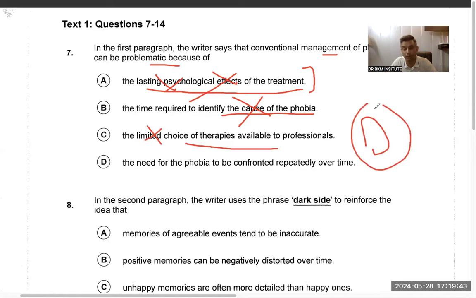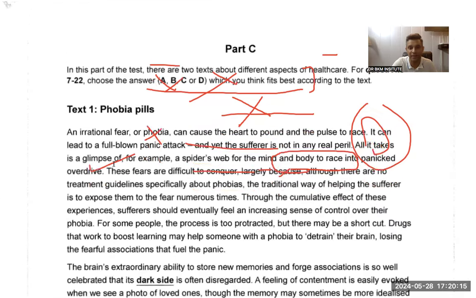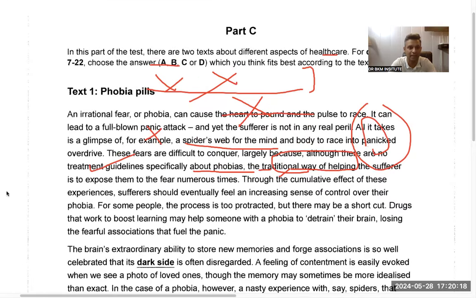Even without doing the matching: the need for the phobia sufferer to confront the fear numerous times. That is the only answer I have with elimination, and then I can match it as well. Please understand, it's just about not losing it. You have to make the paragraph simple. How do you make the paragraph simple? By reading the question well. The important thing was that conventional means orthodox, so you should remember this vocabulary. If you remember it in the final exam, then you will understand the answer would be in this line.